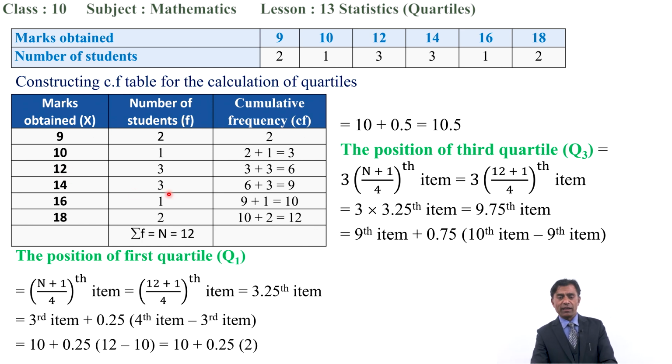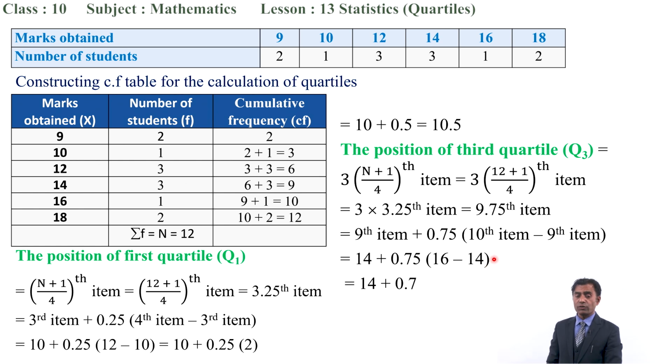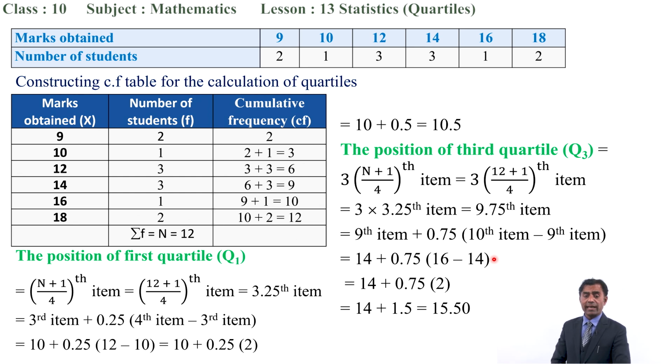From the table, the 9th item value is 14, plus 0.75 times (the 10th item, 16, minus the 9th item, 14). So this is equal to 14 plus 0.75 times 2, which is 1.5. 1.5 plus 14 is 15.50, or say 15.5. Therefore, third quartile Q3 is equal to 15.50. So we have discussed how to find the first quartile and third quartile of the discrete series.